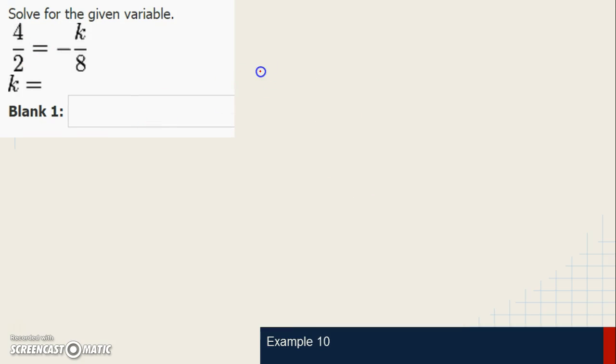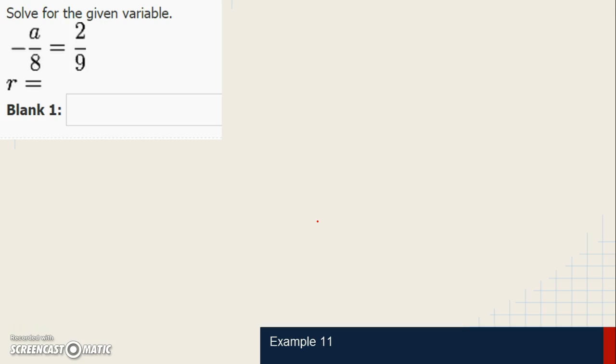Example number 10. Again, I'm just going to cross multiply, and I'm going to make sure that that negative goes with k when I multiply. So I have 4 times 8 is 32 equals 2 times a negative k is just a negative 2k. Now I'm going to divide both sides by negative 2 to get k by itself, and I'm left with negative 2 goes into 32. Well, 2 goes into 32 16 times, and a positive divided by a negative is a negative equals k. And I can't simplify that further, so I'm going to go ahead and type in negative 16.